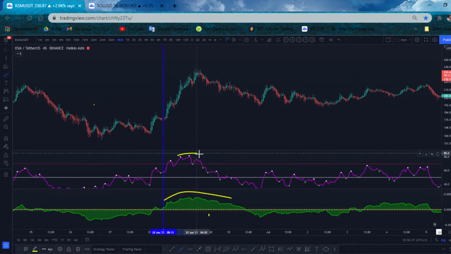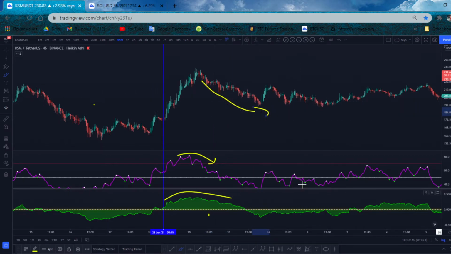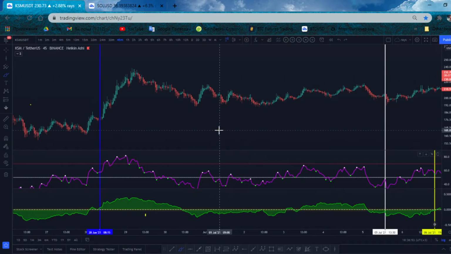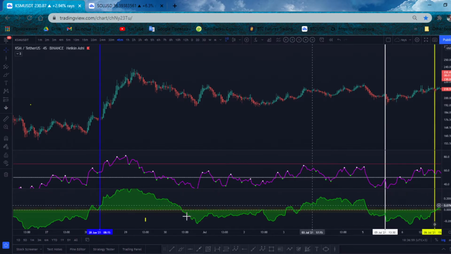RSI curving too, and we see a downtrend. Nothing more. And when will the downtrend stop? The downtrend stops when we see the money flow bottoming. Maybe here, let's remove that. It's bottoming down there.